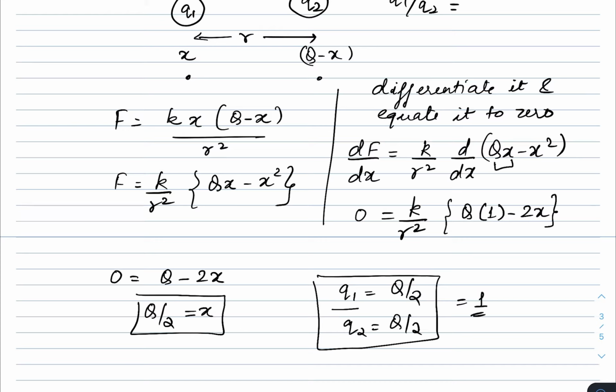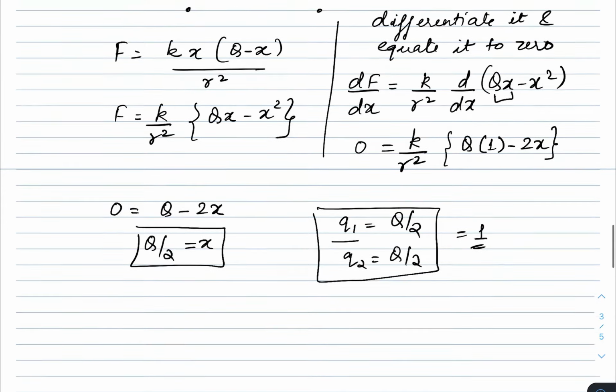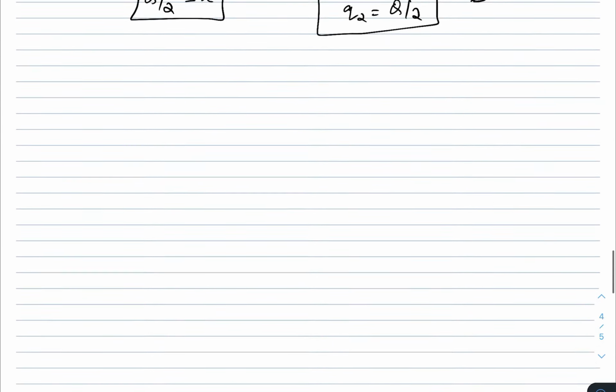So in order to make the product maximum, you have to break the charge into two equal parts. Always. You can learn this result also, right? Now the second is based on the analytical part. It does not involve any differentiation.